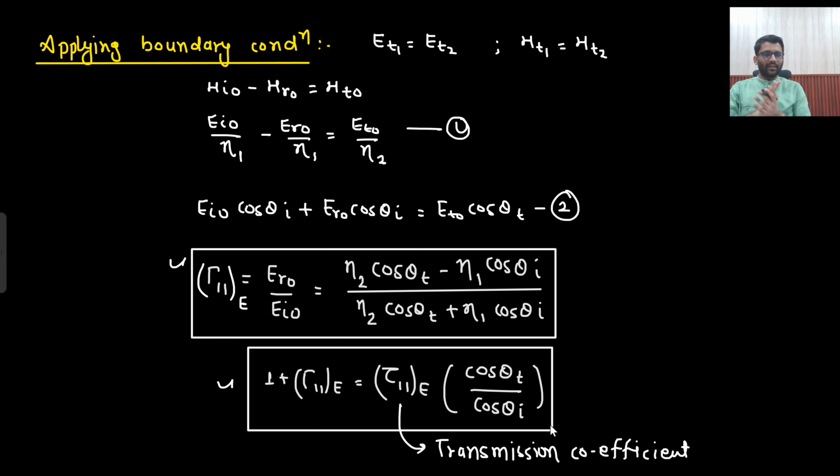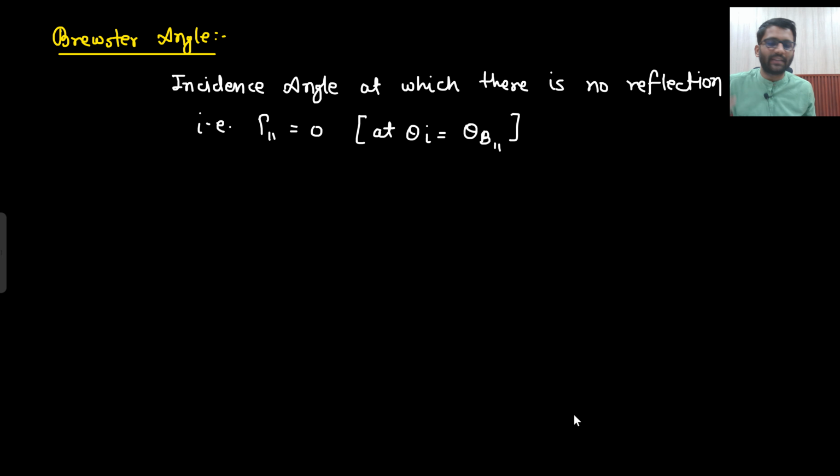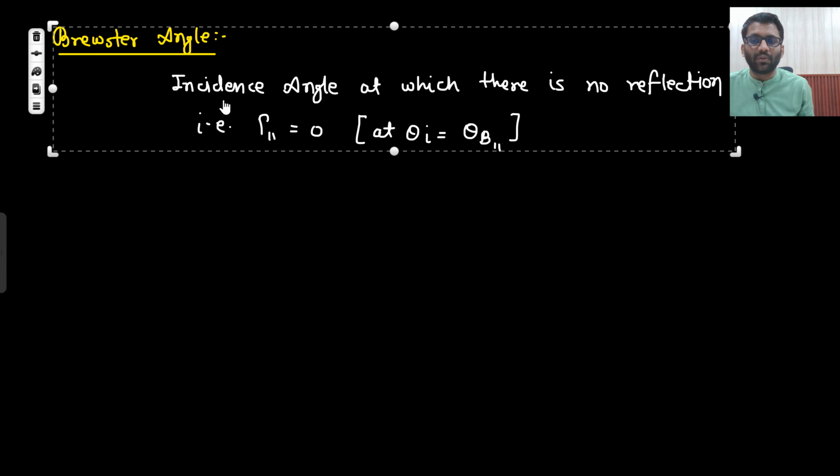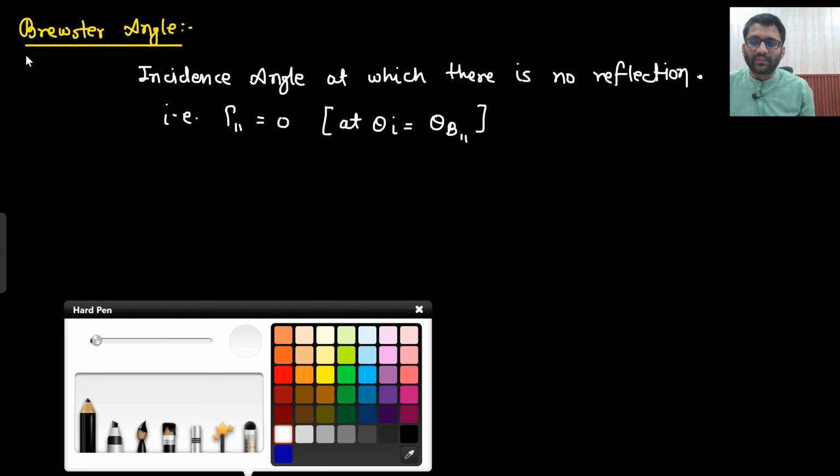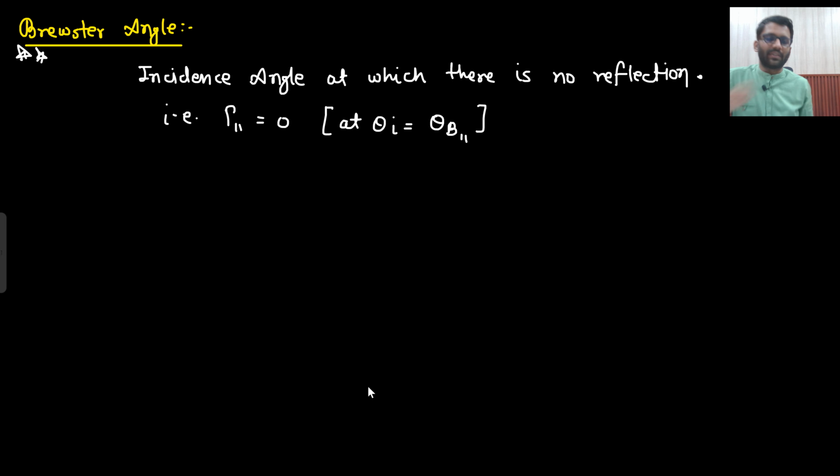All good, all clear. Okay, so these are the formulas we have developed. Let's see the Brewster angle, very important for parallel polarization. You already know what we mean by Brewster angle: the incident angle at which there is no reflection is known as the Brewster angle. So what we will get to know is this is my Brewster angle.